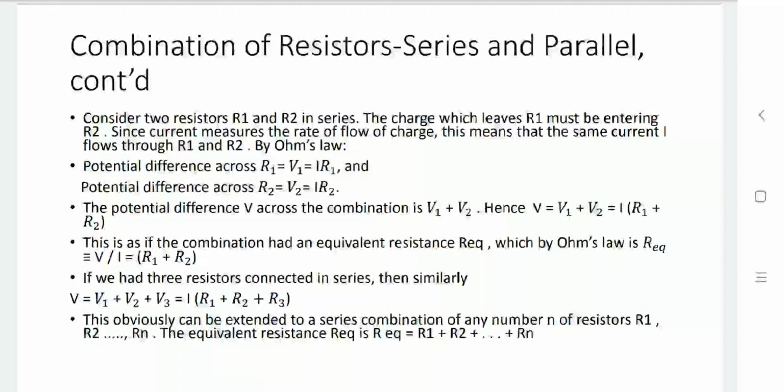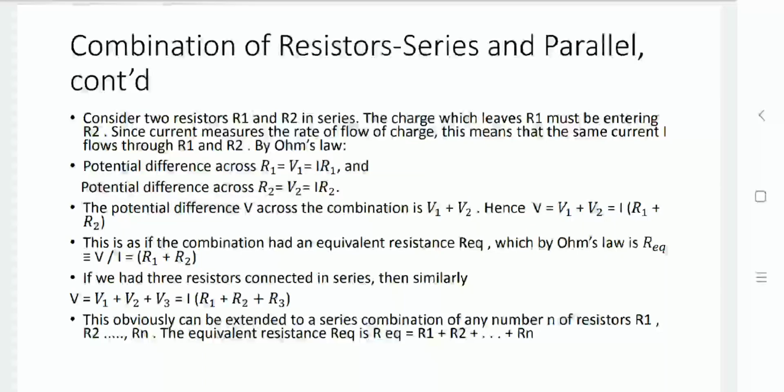Now V, the total potential difference, equals I times R, where R is the equivalent resistance, for example. So R equivalent times I equals I times R1 plus R2. On both sides the current is the same and can be cancelled. So my resultant equation is R equivalent equals R1 plus R2.